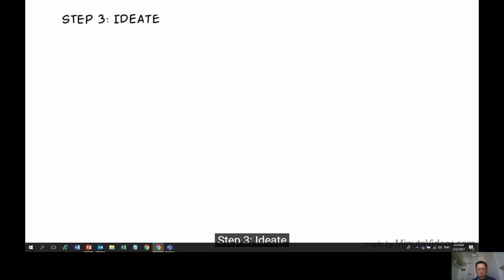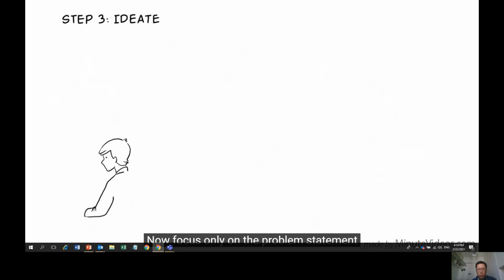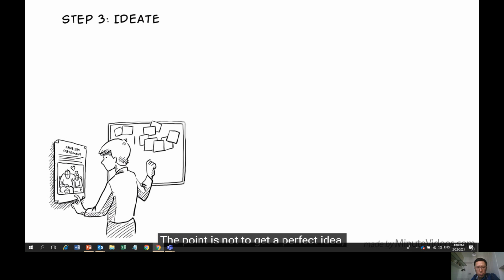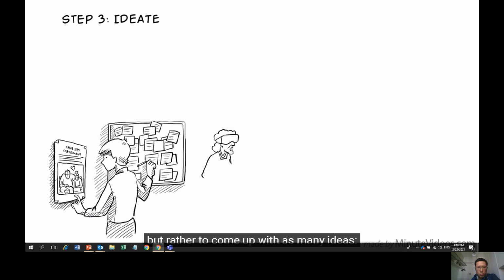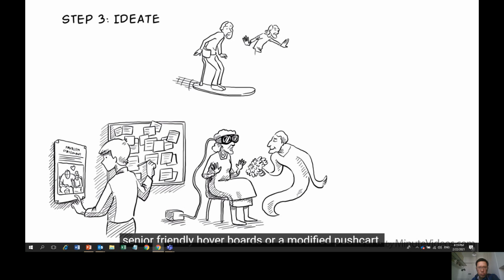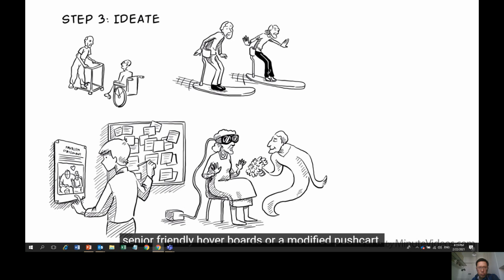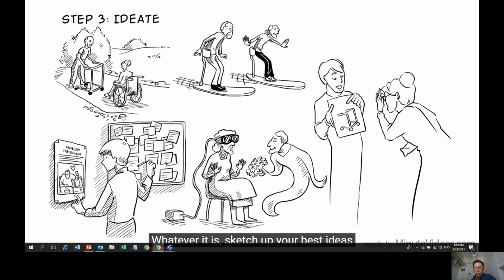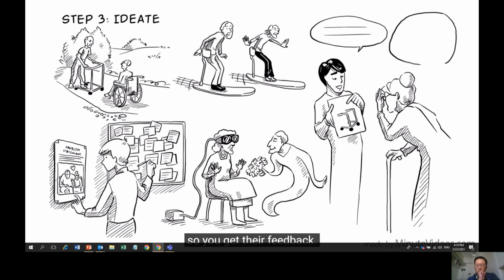Step 3. Ideate. Now focus only on the problem statement and come up with ideas that solve the problem. The point is not to get a perfect idea, but rather to come up with many ideas, like unique virtual reality experiences, senior-friendly hoverboards, or a modified pushcart. Whatever it is, sketch up your best ideas and show them to the people you are trying to help, so you can get their feedback.